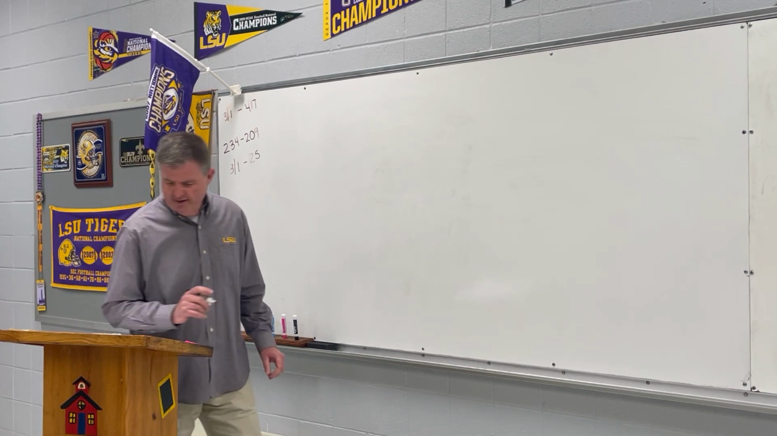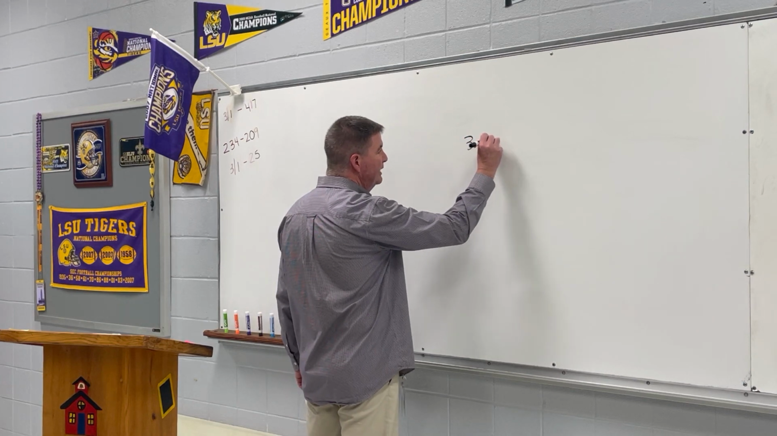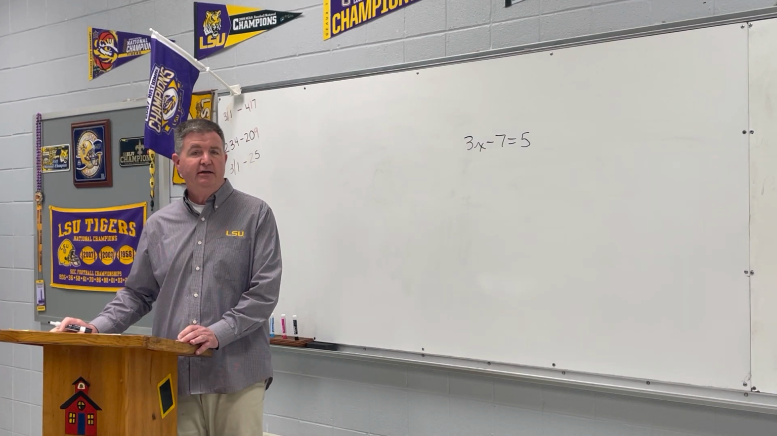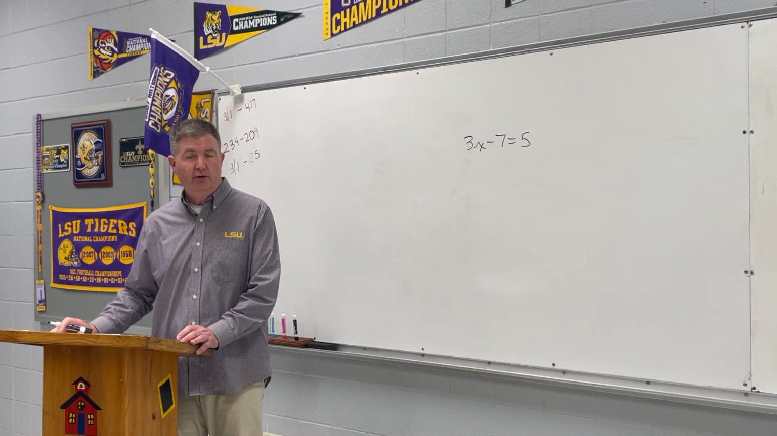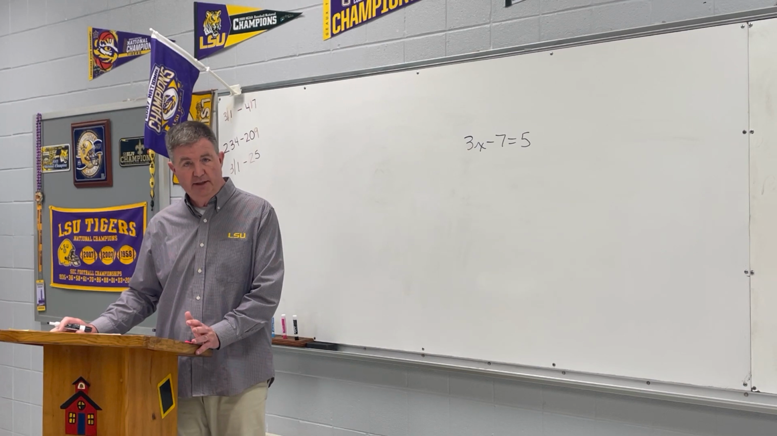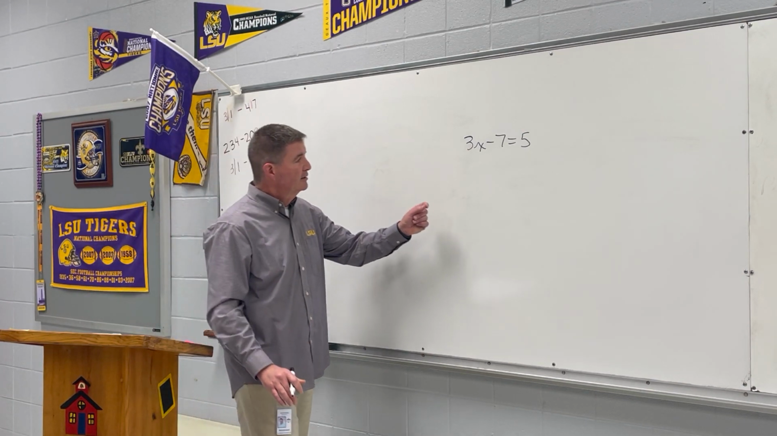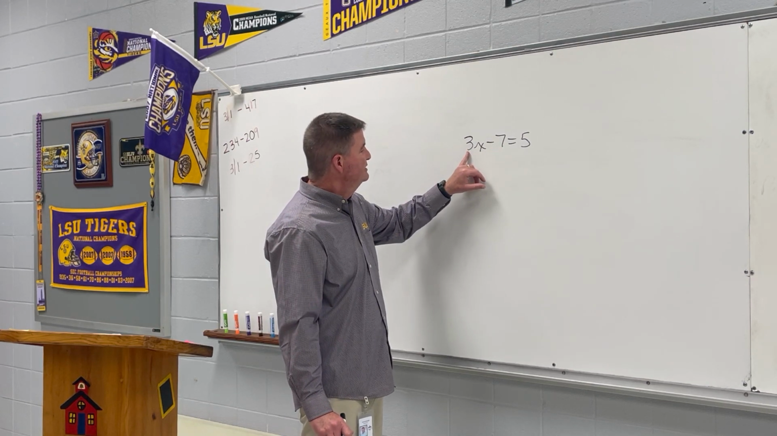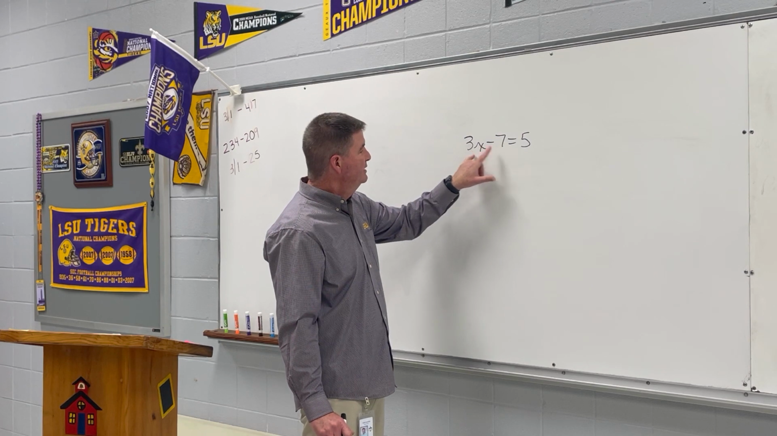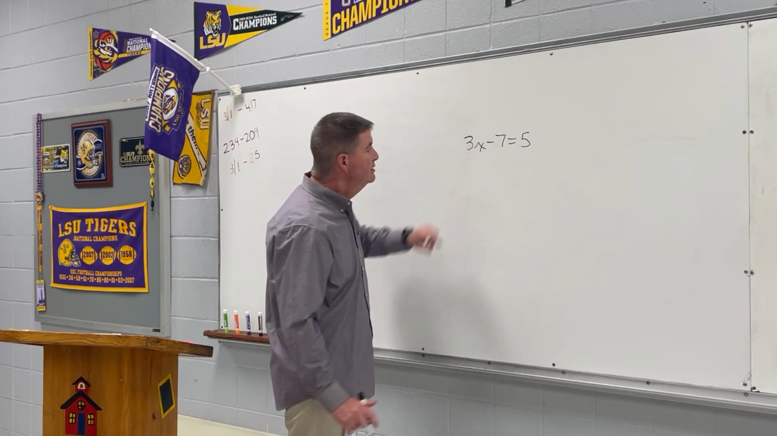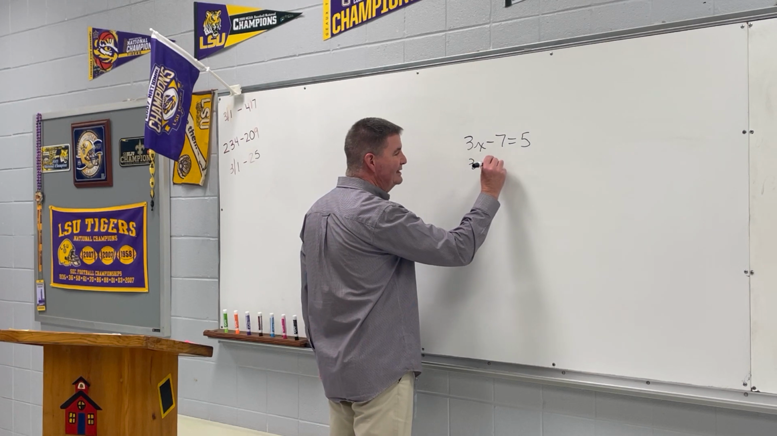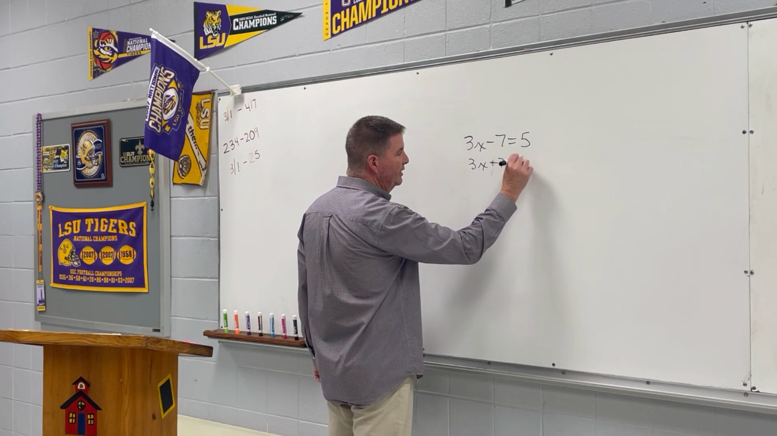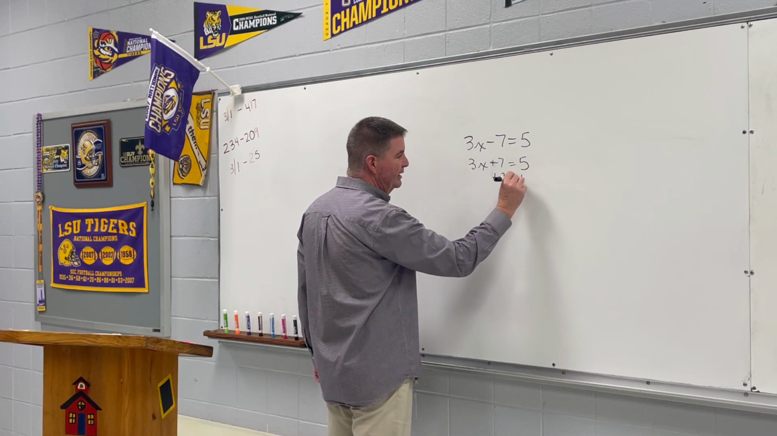The first thing that we have is 3x minus 7 equals 5. The object here is to get x by itself on one side of the equal sign equal to a number. So again, like we talked about last time, in order to get the things away from the x, which is the 3 and the 7, we have to do the opposite of what we see. This says minus 7, so we are going to add 7 to both sides.